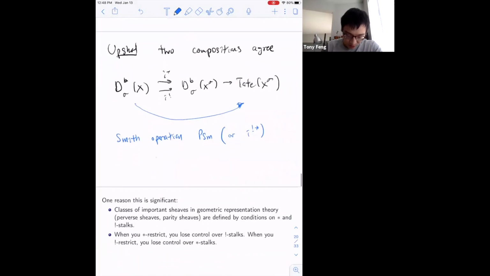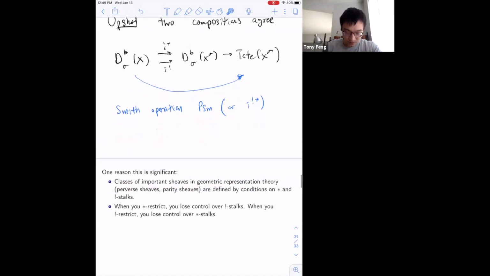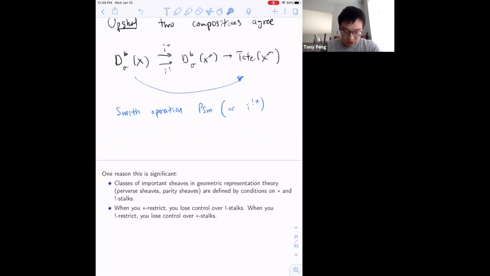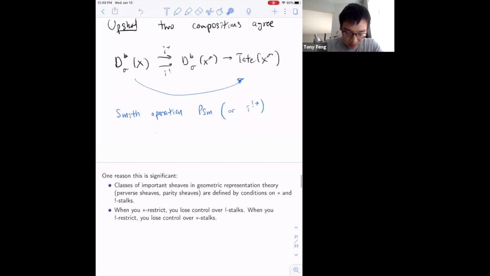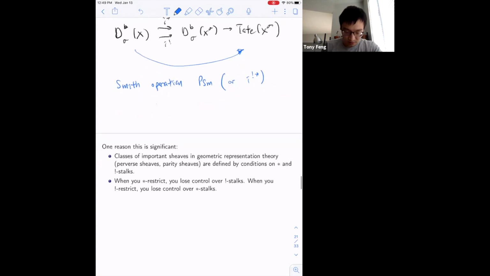And let me make a comment about one reason it's important that these two things are the same. It means there's a canonical restriction map, but from a technical perspective, there are classes of important sheaves in geometric representation theory, for example the perverse sheaves and the parity sheaves, and these are defined by conditions on star and shriek stalks. Usually if you star restrict, you would lose control over shriek stalks, and star restriction of a perverse sheaf is not going to be perverse. When you shriek restrict, you lose control over star stalks, but you retain control on shriek stalks. Since they're the same thing, we have control over both star and shriek stalks, and this ultimately allows one to prove that the Smith operation retains good behavior with respect to parity or perverse sheaves.